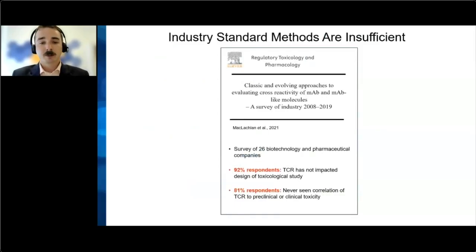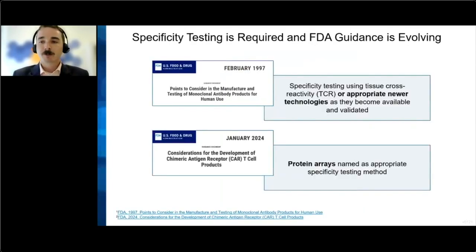This has really led to a dissatisfaction by toxicologists seen in this paper here, where the majority of toxicologists believe that tissue cross-reactivity studies have not impacted the design of toxicology studies, and have never really seen a correlation of TCR with preclinical or clinical toxicity. Now, this evolving landscape has changed, and we see it rapidly changing. In 2024, the FDA published the considerations for development of chimeric antigen receptor T-cell products, specifically naming protein arrays as an appropriate specificity testing method.